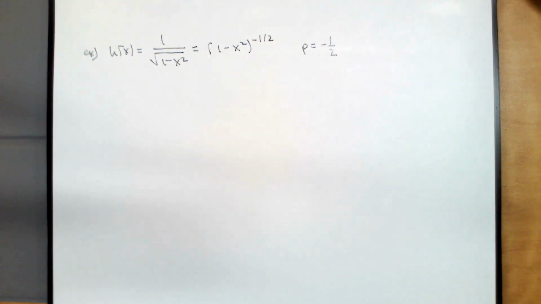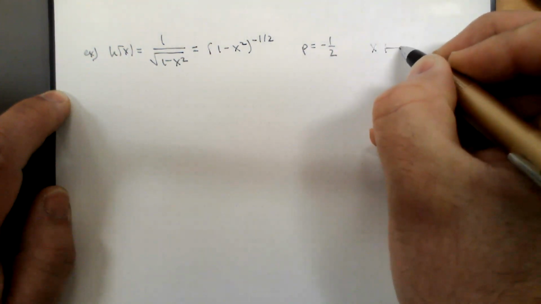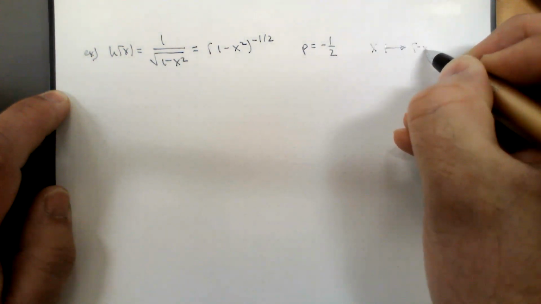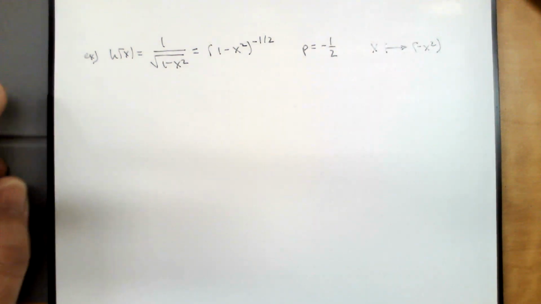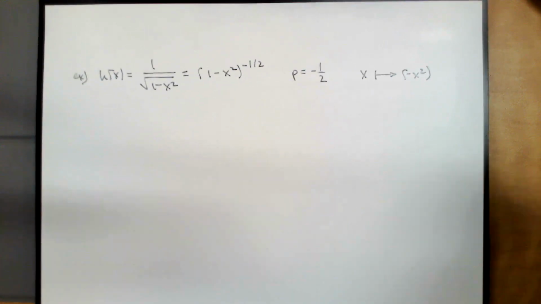So our p is -1/2, just like before. But now I'm going to make the extra substitution. I'm going to trade my x for a negative x squared. But other than that, I can just use the one that we just found, because it has the same p of -1/2.